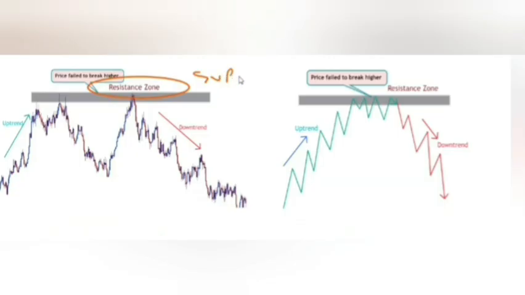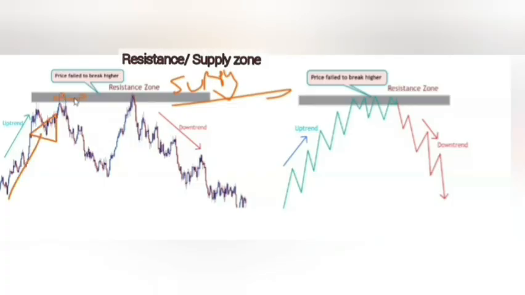In this case, you have a resistance zone, which is also called a supply zone. Why is it called a supply zone? Because sellers are looking to sell at this area, since the price could not break above it. It also indicates that there is a lot of anticipation to sell here, which is why it's called supply. It's called resistance because this area has resisted the price from breaking above. There is a resistance to break above. That's why it's called a resistance zone, also called a supply zone.